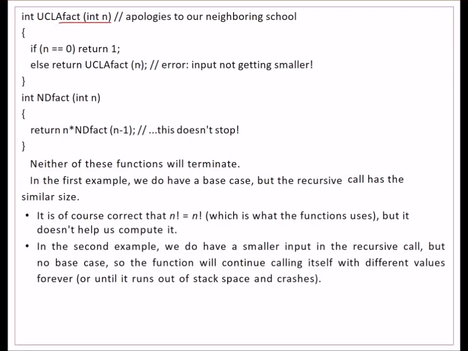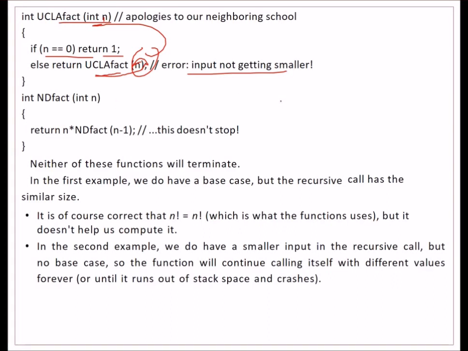Okay, this is a factorial. If n equals 0, return 1, else return n times factorial of n. At first glance everything is good, but if you look closely, n equals 0 returns 1, it is okay, but you are calling again with n, here also n. No, this is not going to work, because as I suggested, the called value has to be lower than the calling value. So the error will be: input not getting smaller.